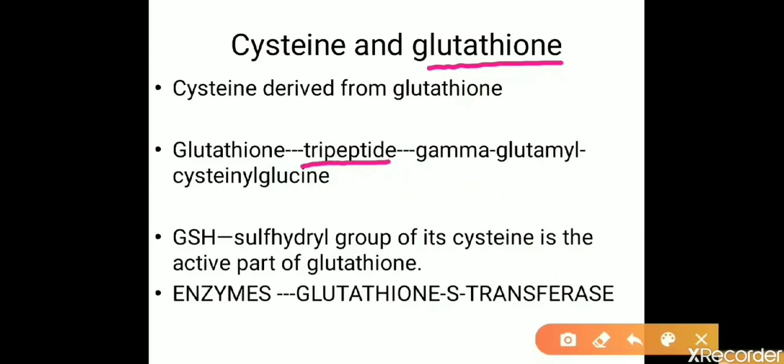And regarding cysteine, all of you know it is a sulfur containing amino acid. Regarding the active group of glutathione, the active group of glutathione is the SH group present in the cysteine. This SH group is also known as sulfhydryl group. So the active group of glutathione is the sulfhydryl group of the cysteine residue. That is the active group of glutathione.